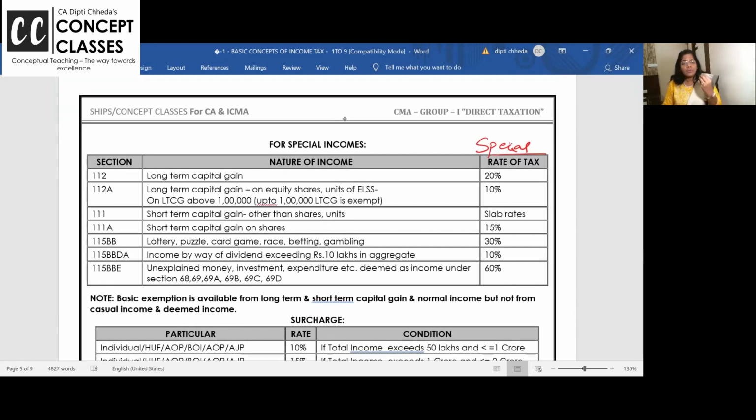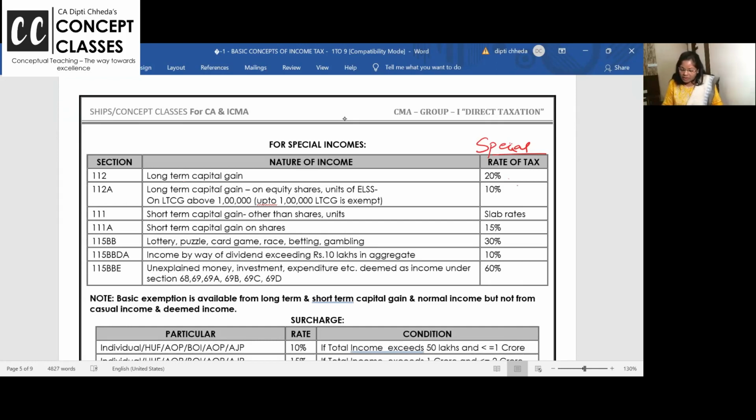Now, some of you may not know right now. So long-term capital gain is on some property, jewelry sold. It will be clear that this is a long-term capital gain. It's taxed at what rate? 20%. Just now, Nathmal ji had long-term capital gain, 20%.